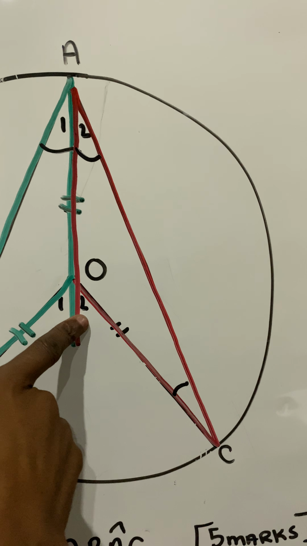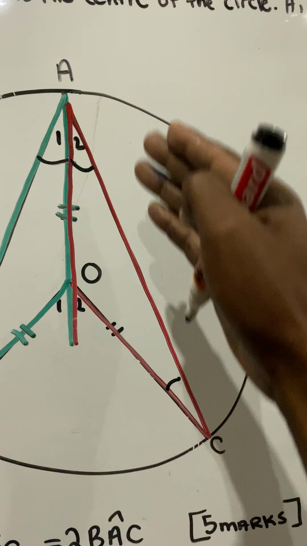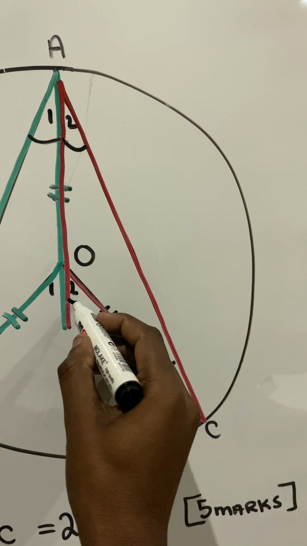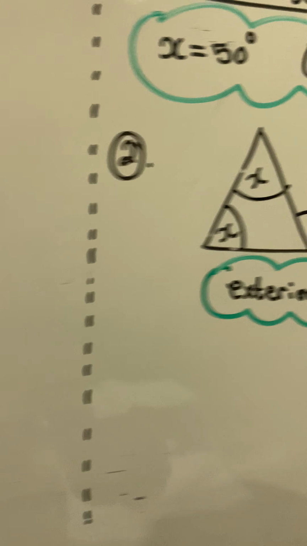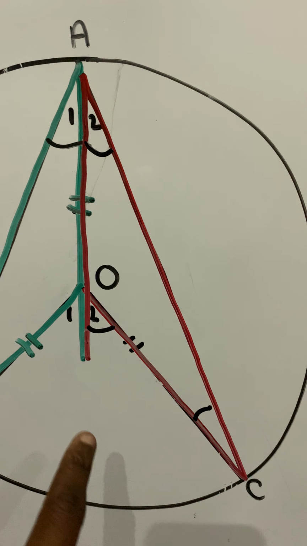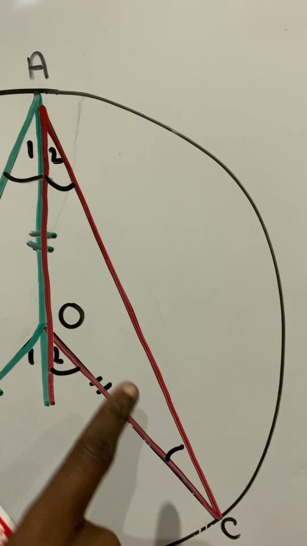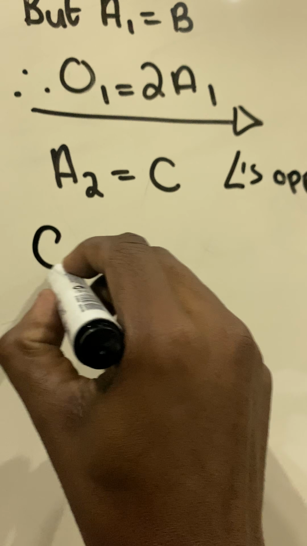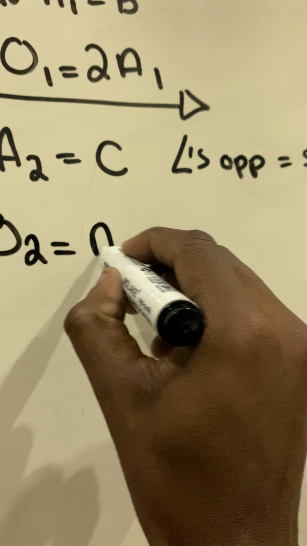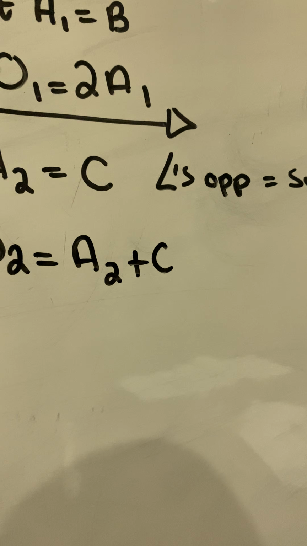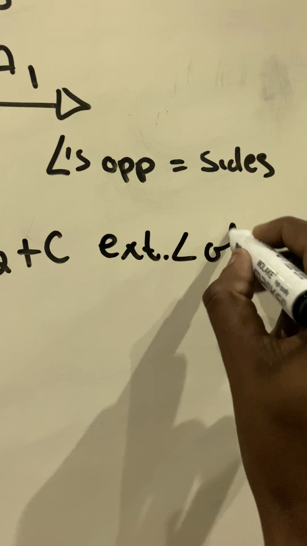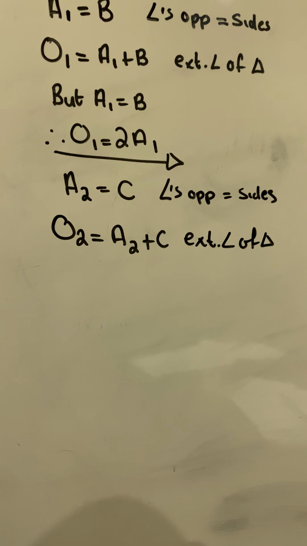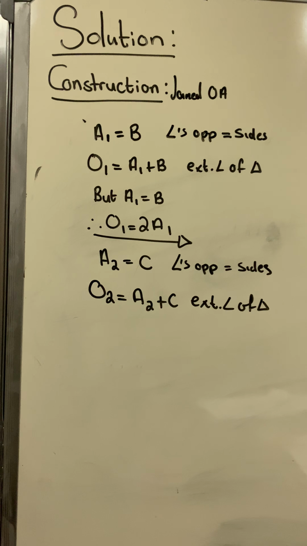And what do you notice here? Again, look at this side. O2 is on the outside of the red triangle, right? So O2 is what? An exterior angle. And what do you understand about exterior angle? It is equal to the sum of the two opposite interior. So our sum of the two opposite interior here will be A2 and C. So O2 will be equal to A2 plus C. Reason? Exterior angle of a triangle. So this is what we have currently.